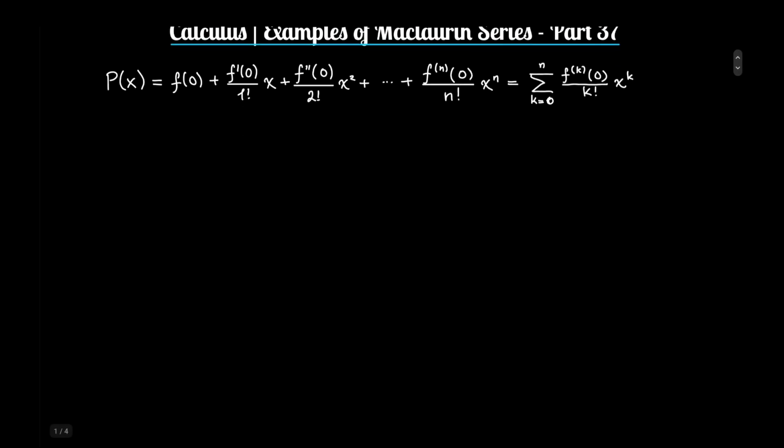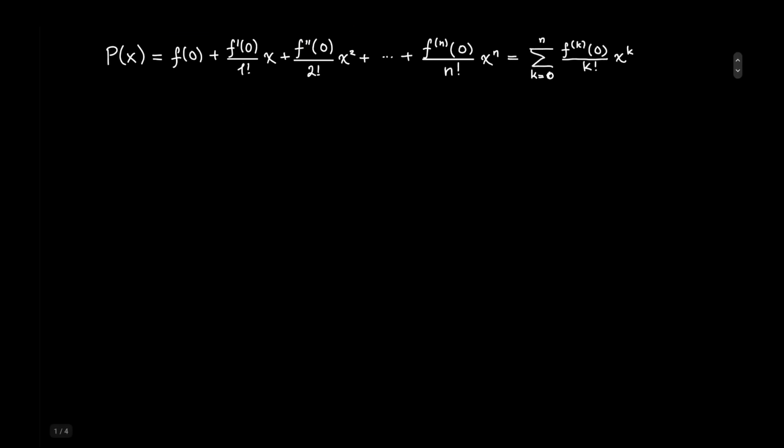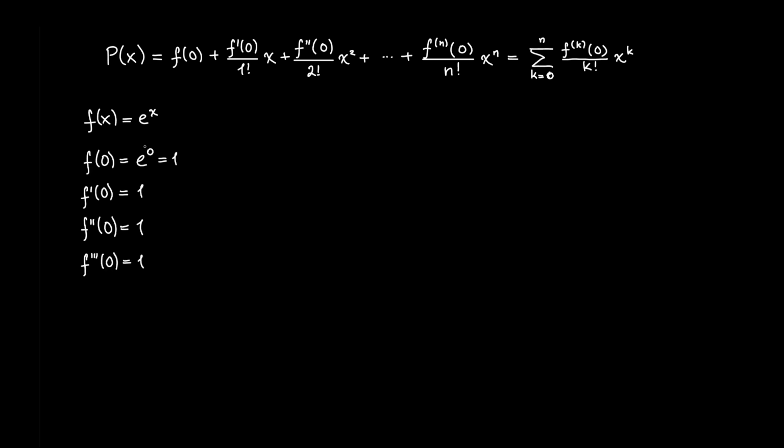So let's immediately construct the first Maclaurin series, and we will take the function f of x equals e to the power of x, which is probably one of the simplest because the derivative does not change. So all of the derivatives are always e to the power of x, and when you plug in 0, you will always get 1. So let's say we are constructing the Maclaurin series of degree 6.